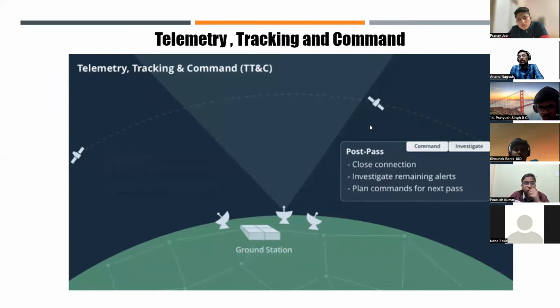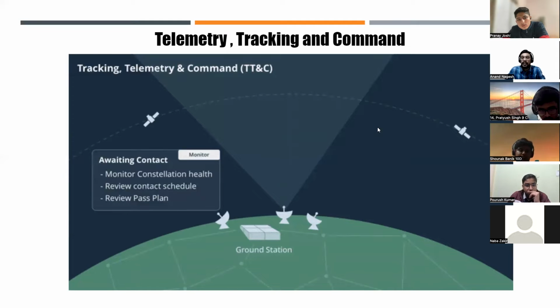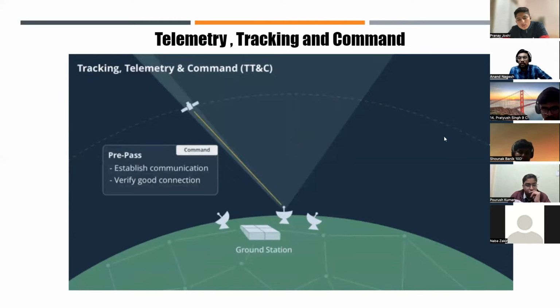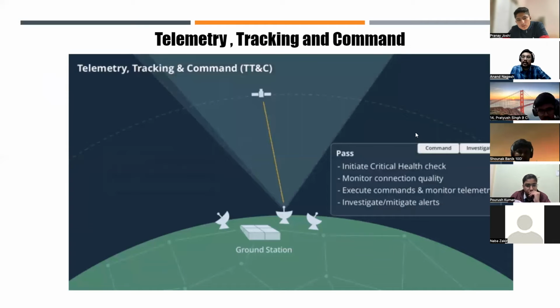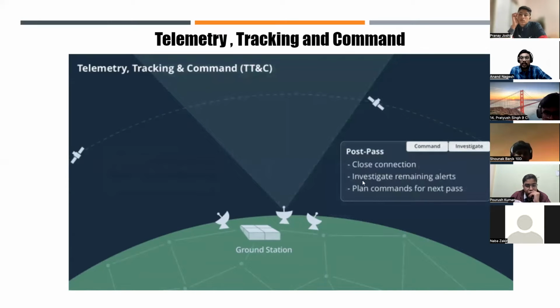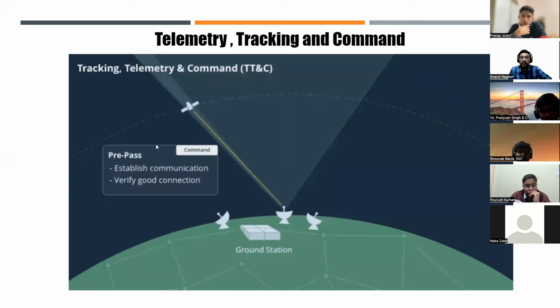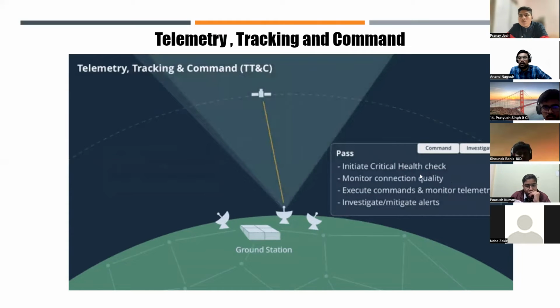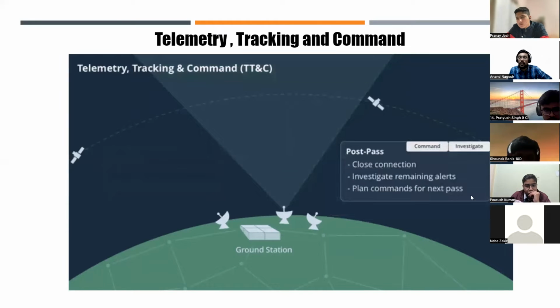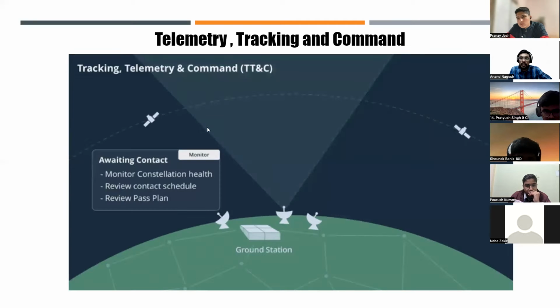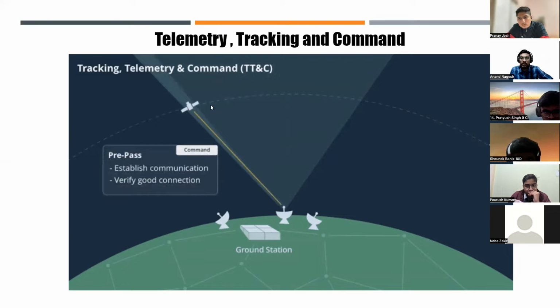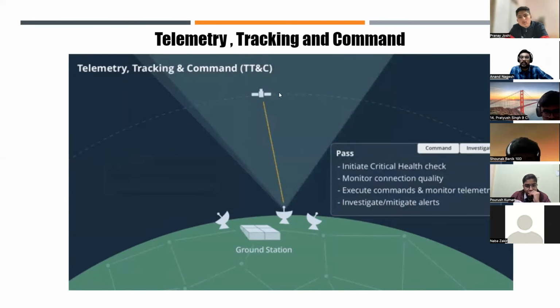Telemetry, tracking and command is the main important part in satellite communication, where, as you can see, there are four phases for any satellite communication to happen and to validate itself. Phase one is after the launch, in an awaiting contact phase. Then comes a pre-pass phase where contact is established with the ground network. Then comes a pass phase where all the health monitoring happens, and the satellite goes through the given ground station. As you can see from the projected arrow here, this is where the satellite communicates with the ground station.